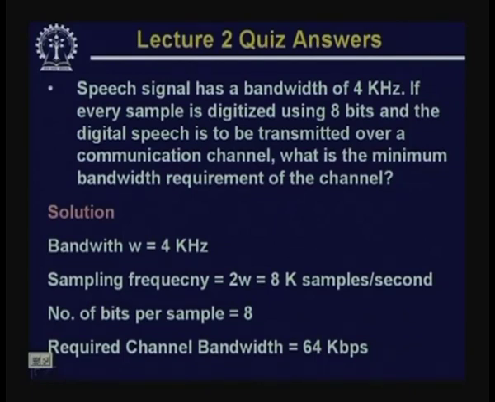And it is stated that the number of bits per sample equals 8. So, the number of bits generated by this sampled signal will be 8 into 8k, that is 64 kilobits per second. So, if we want to transmit this digitized speech over a channel, then the minimum channel bandwidth requirement will be 64 kilobits per second. So, again this is a simple problem.